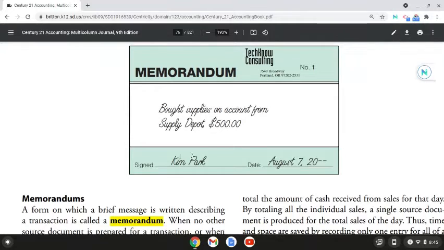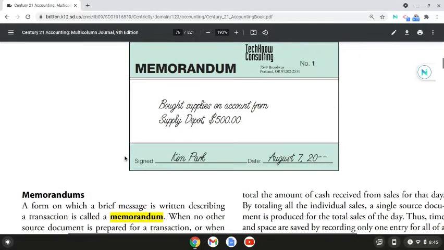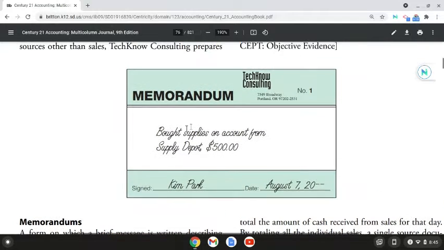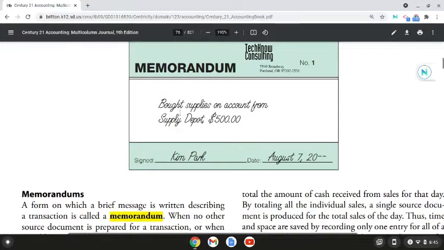Okay, next we'll be talking about memorandums. A memorandum is a form on which a brief message is written describing a transaction. This memorandum is showing us the business name, their address, and the number, so it's memorandum number 1. It says that we bought supplies on account from Supply Depot, and the amount is $500. Signed by Kim Park, and the date is August 7th of the current year.